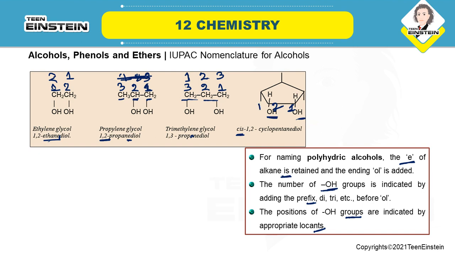All these are not methyl groups, these are hydrogens. We do not have any substituents, right? So cyclopentane is the basic structure, and here 2 OH groups are present at the 1 and 2 positions, both on the same side, so cis-1,2-cyclopentanediol. Fine.